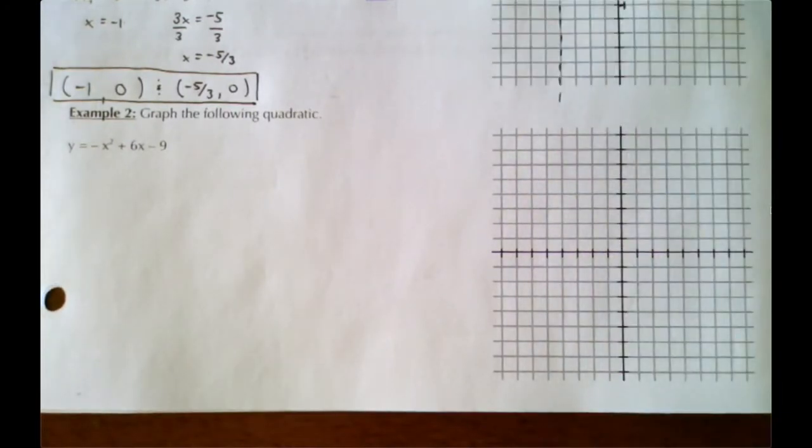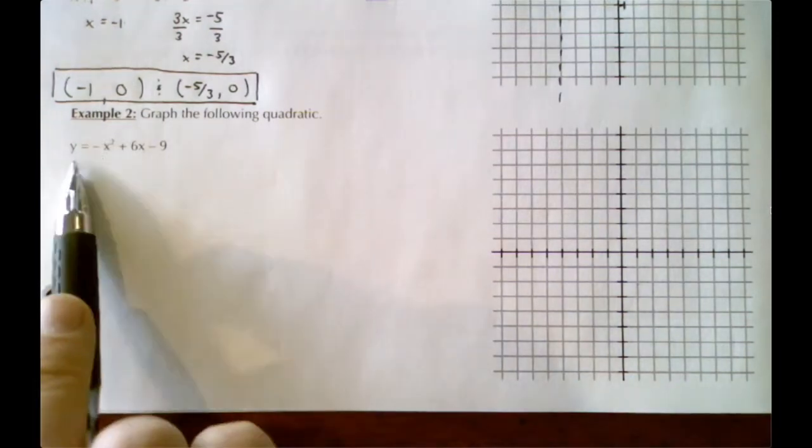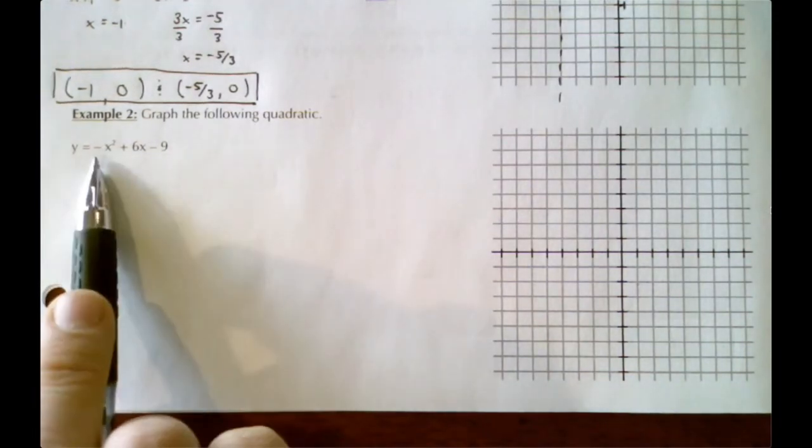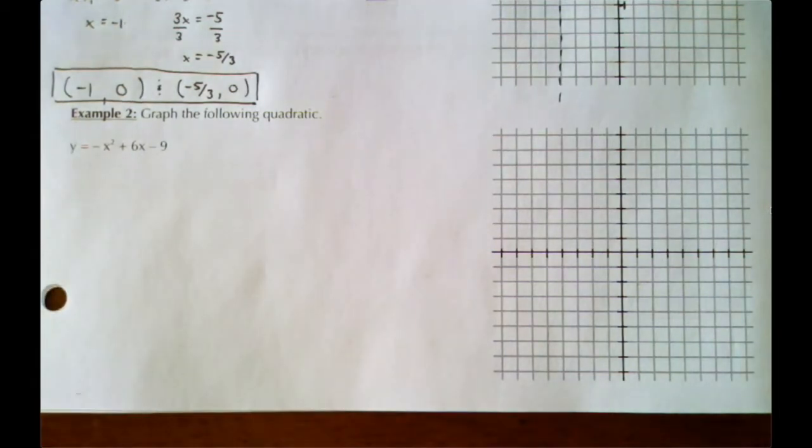Example 2, graph the following quadratic. All right, we got y equals negative x squared plus 6x minus 9. Now this, because it doesn't just start with x squared, is a complex trinomial. So we'd have to factor using decomposition. I don't really want to do that though.